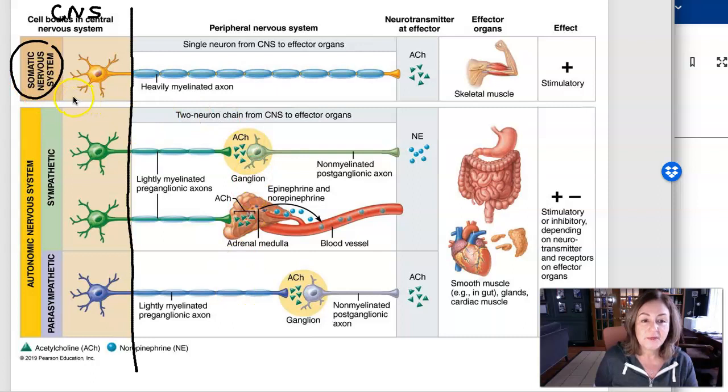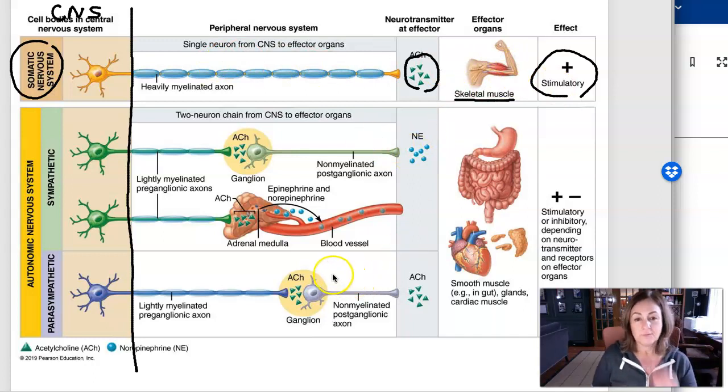So with the neuromuscular junction, you have neurons originating in the central nervous system, one long axon that goes to the skeletal muscle being innervated. Acetylcholine is always the neurotransmitter at the neuromuscular junction. It always has a stimulatory effect. It's always going to stimulate the muscle to contract. And that's what we've looked at so far.